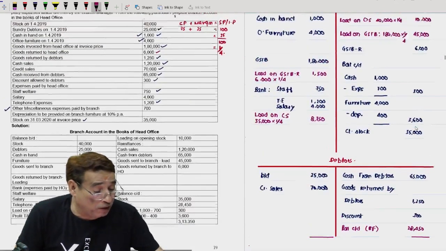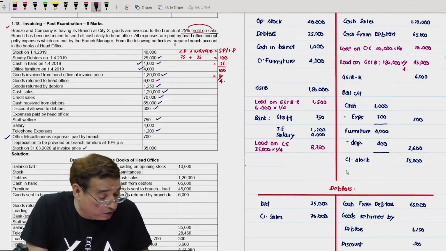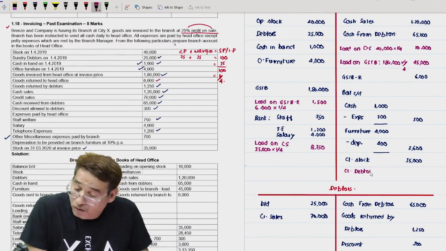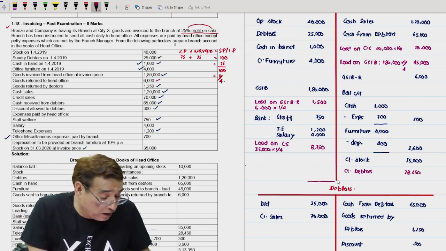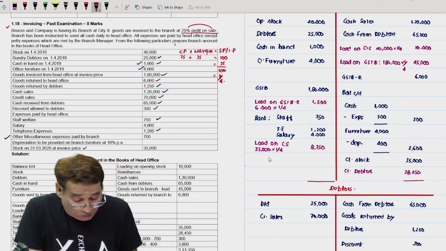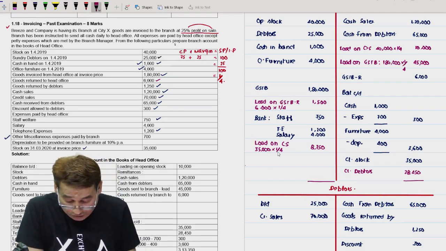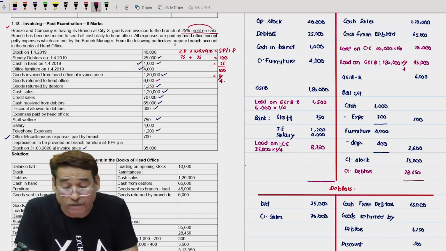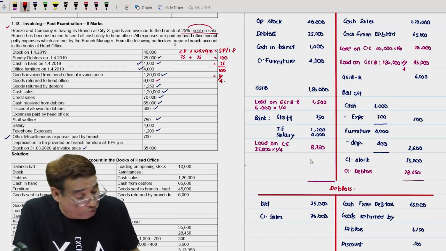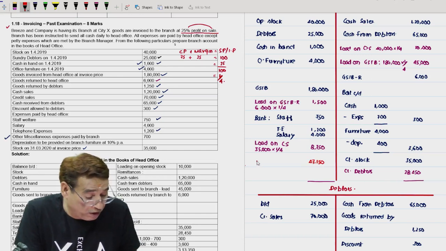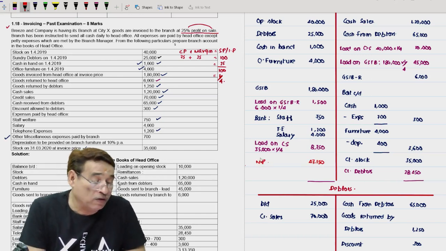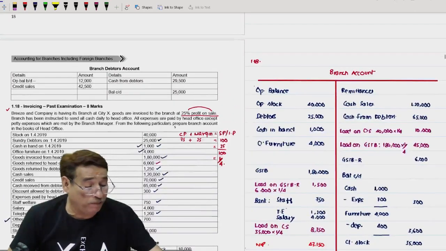Now, in the branch account, you will write closing debtors. Amount of closing debtors is equal to 28,450. So now we are in a position to tally this account. Is it clear to you? When you tally, your net profit transferred must be equal to 47,150. Your net profit must be equal to 47,150. This is how you are going to solve this question. Not a very tough one, correct?